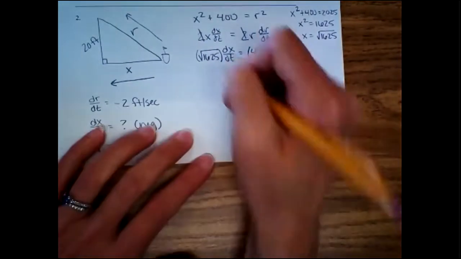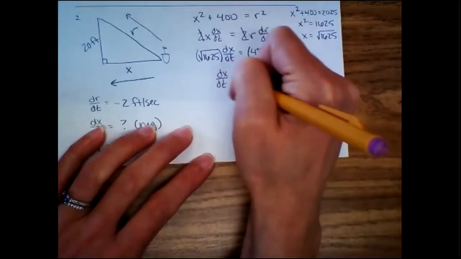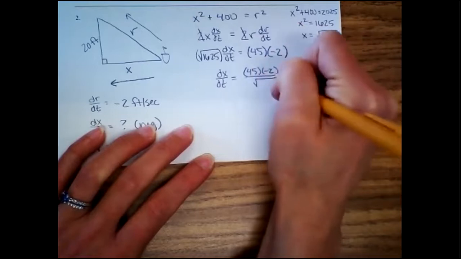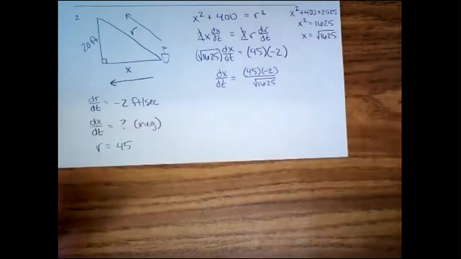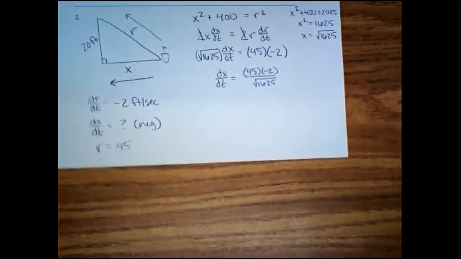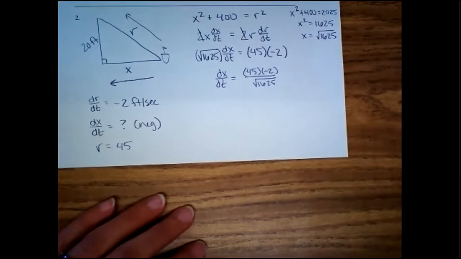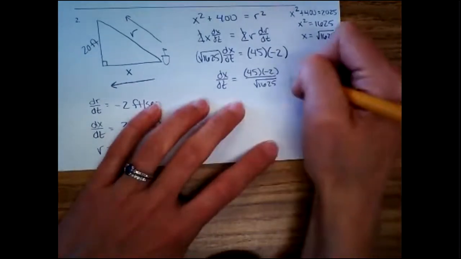And then all you would have to do is divide that over and put some units at the end. 45 times -2 would be -90. I didn't do that. I just left it alone. It doesn't matter. But what would the units be? Feet per second.